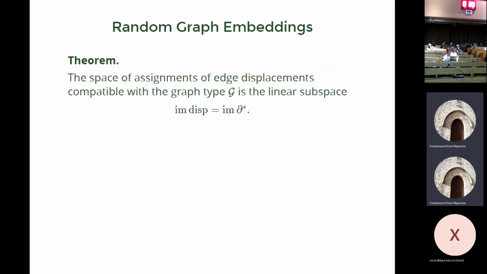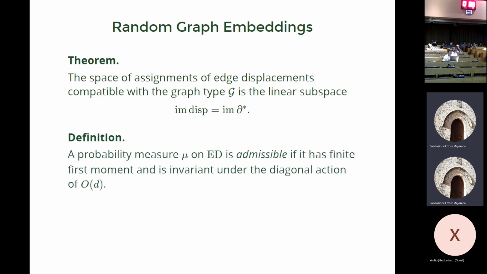All right. So the space of all assignments of edge displacements which are compatible with the graph type is exactly this subspace. So that's what I just said. If you're not in the subspace, it doesn't make sense as an embedding of your graph. So these are exactly the assignments of edge displacement. These are exactly the embeddings of the graph. So what we're interested in is, well, now we have to have some probability distribution on the actual embeddings of the graph, and this is where we need to live.